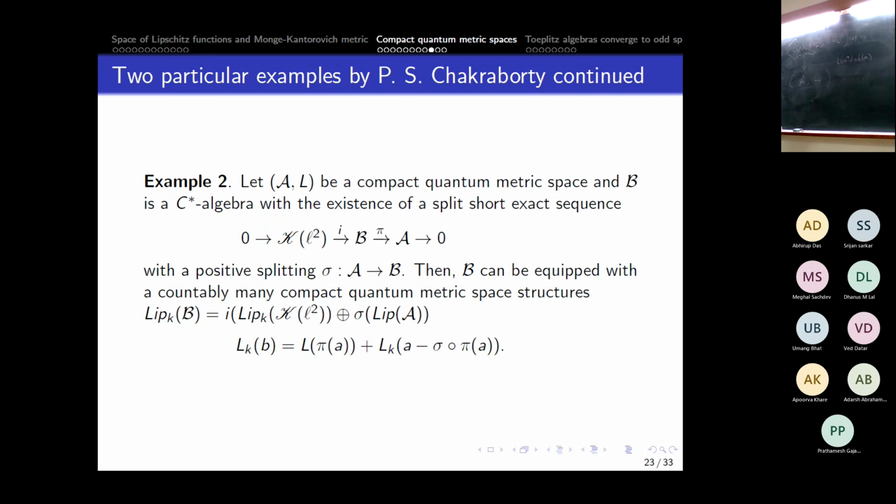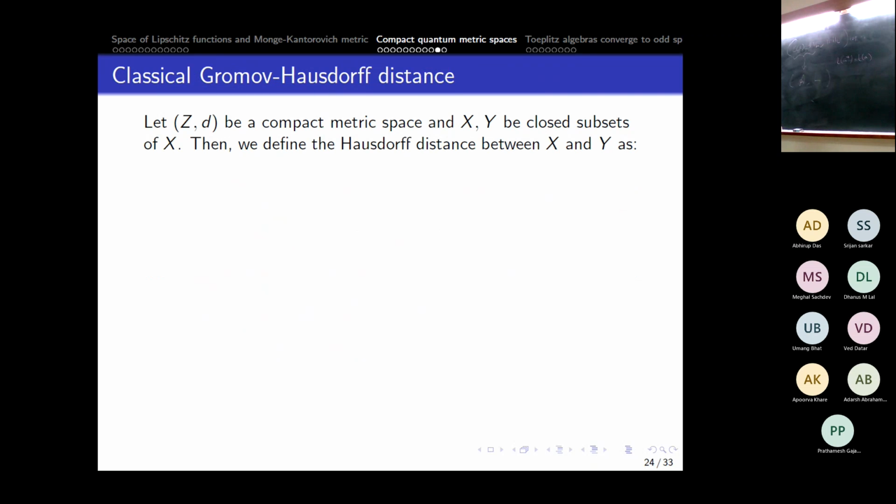But before this, as the title of the talk says, in the quantum Gromov-Hausdorff distance, the idea of Rieffel was not to just find a non-commutative analog of compact metric spaces, but he also wanted to define some kind of distance between the compact quantum metric spaces. Because between any two compact metric spaces, we can define a distance, which is the Gromov-Hausdorff distance. I'll just recall what a Gromov-Hausdorff distance is.